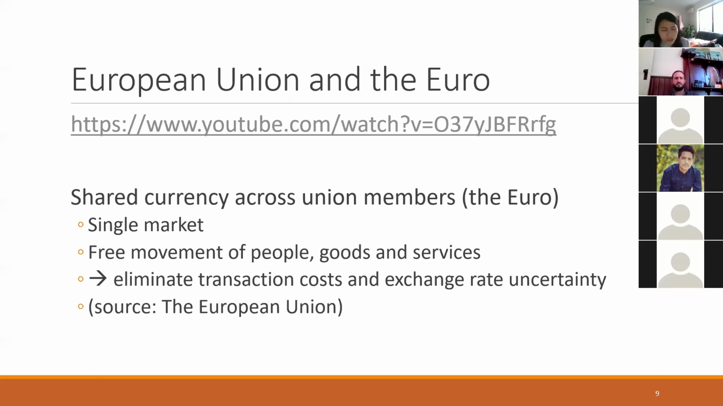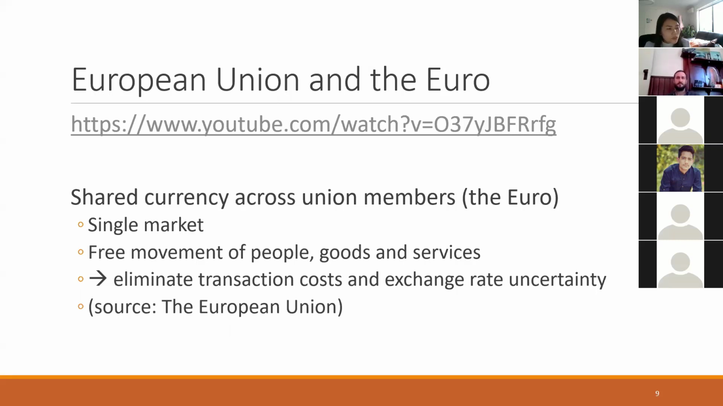Now, even though it looks like it's a good thing to be a part of the European Union, as we saw from the Greek financial crisis in 2010, there are strings attached to it, right? So there are certain rules and regulations that you have to follow to be a part of the union, okay?